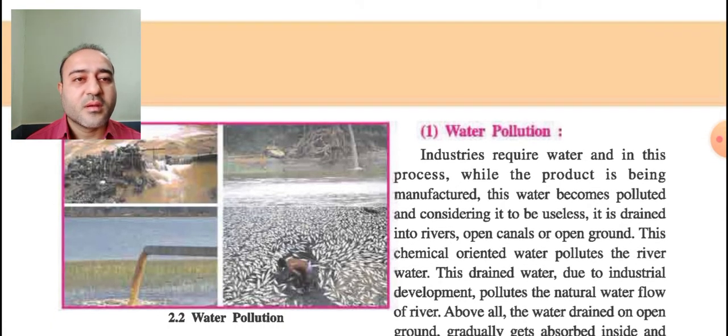Okay, so industries require water, and in this process, while the product is being manufactured, this water becomes polluted, and considering it to be useless, it is drained into rivers, open canals, or open ground. Right. So we have seen many times. I'll give you one example of Gujarat itself. We are in Gujarat.